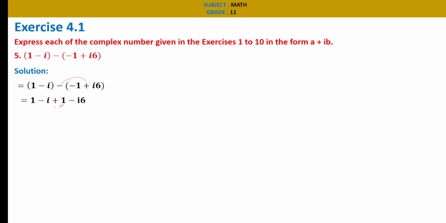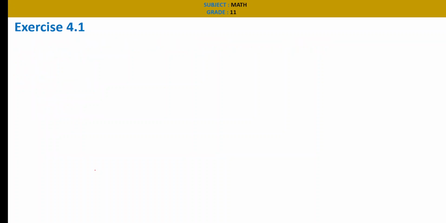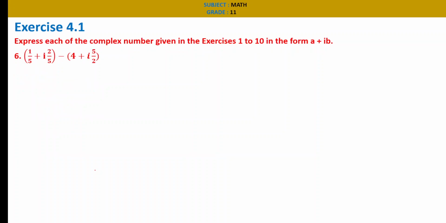Now let us take the real part separately and the imaginary part separately. So 1 plus 1 is the real part, and let us take this minus i as common here. Then 1 plus 6 is the imaginary part. So let us write here 1 plus 1 is 2, minus 7i. This is in the form of a plus ib, where a is equal to 2 and b is equal to minus 7.